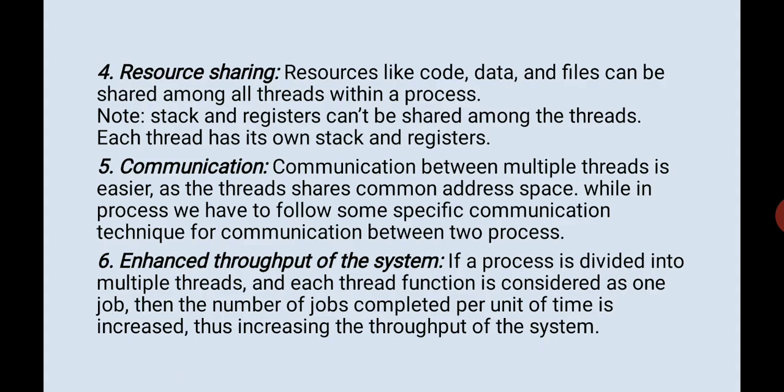Communication between multiple threads is easier as the threads share a common address space, while in processes we have to follow some specific communication technique for communication between two processes. The last is enhanced throughput of the system. If a process is divided into multiple threads and each thread function is considered as one job, then the number of jobs completed per unit of time is increased, thus increasing the throughput of the system, right? So this will increase your multi-job scheduling.